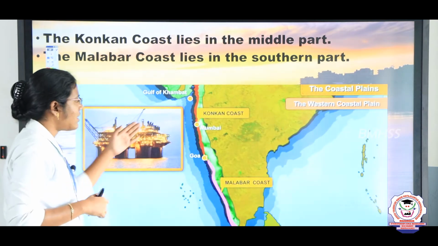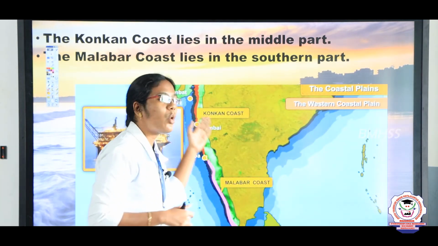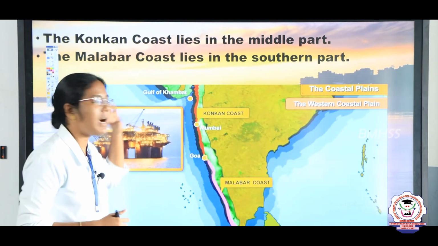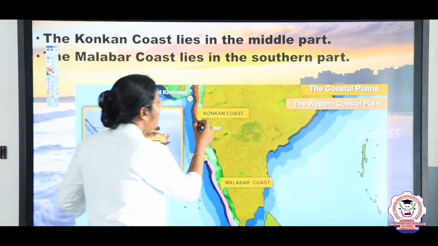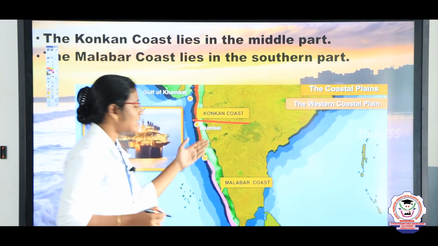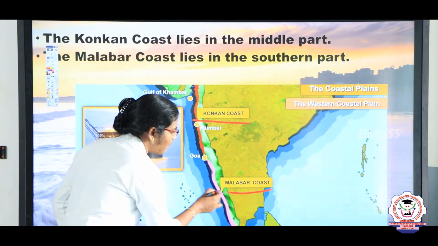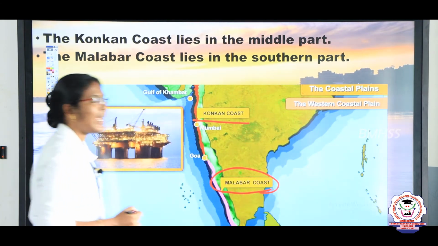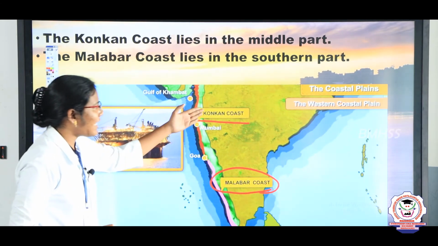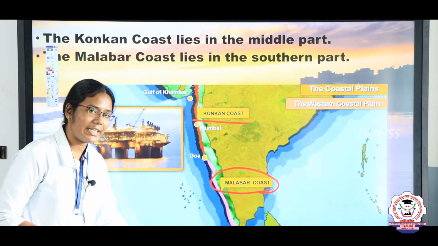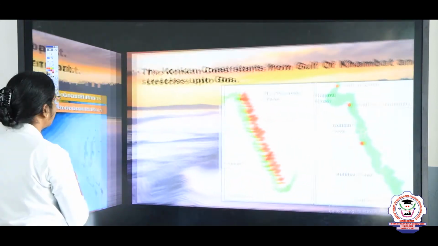Next, look at this map. Next, we are going to see the Konkan coast. The Konkan coast is located in the middle part. The last is the Malabar coast. The Malabar coast is located at the southern part. The Konkan coast is located at the middle part. The Malabar coast is located at the southern part.